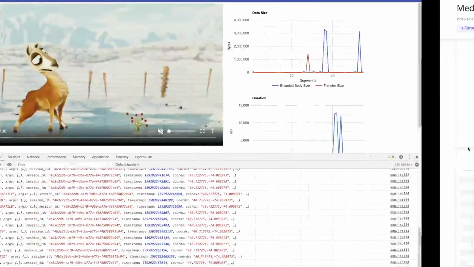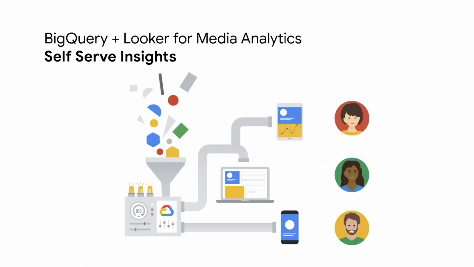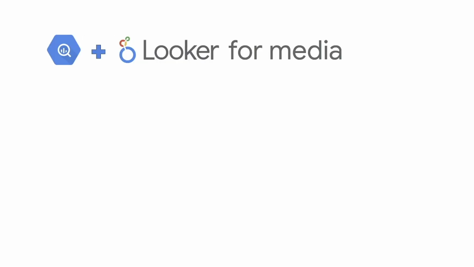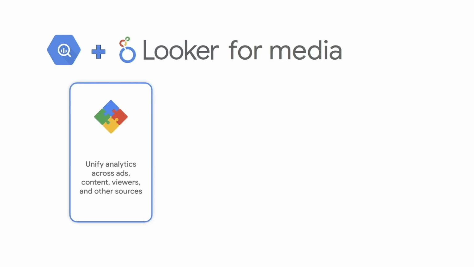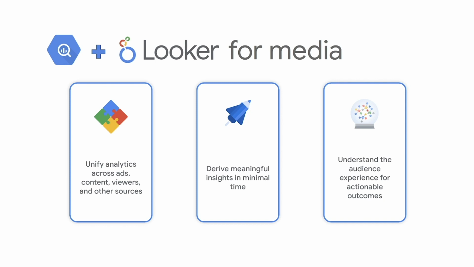Let us now return to the presentation. As you just saw, BigQuery and Looker provide a unified view of data across ads, players, and other sources of data regarding your streaming platform. BigQuery and Looker offer self-service access to key insights for the various stakeholders, thus allowing better and more timely decision-making. And since these are fully managed serverless components, you're freed from the overhead of managing infrastructure and can focus on running your business. BigQuery and Looker make a powerful combination for streaming media analytics, allowing you to unify analytics across ads, content, viewers, and other sources, derive meaningful insights in minimal time, leading to deep understanding of the audience experience for actionable outcomes.